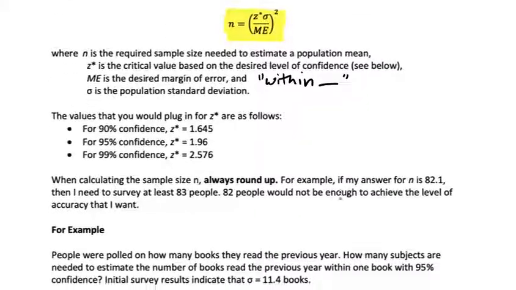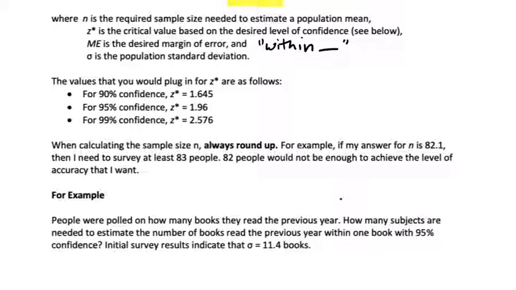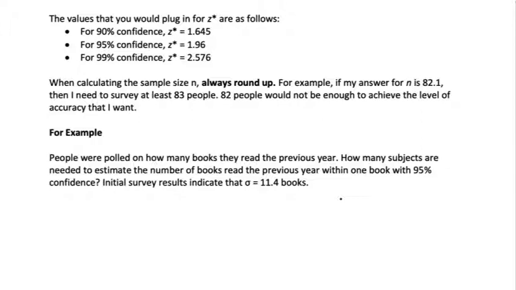When we're calculating sample size, we always round up. So this is a little bit different from what you're used to. So for example, if my answer for n comes out to be 82.1, then I need to survey at least 83 people. 82 is not enough for my level of accuracy that I want. So if there's a number after the decimal point, even if it's 0.00001, you would go to the next highest number. And if you don't round it correctly, then my stat lab is going to mark your answers wrong.